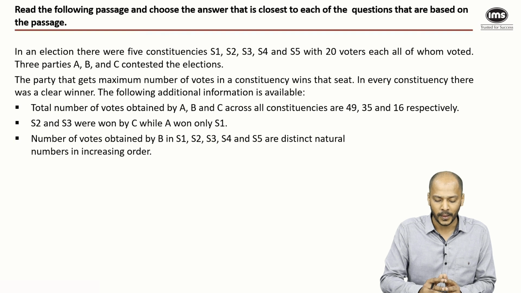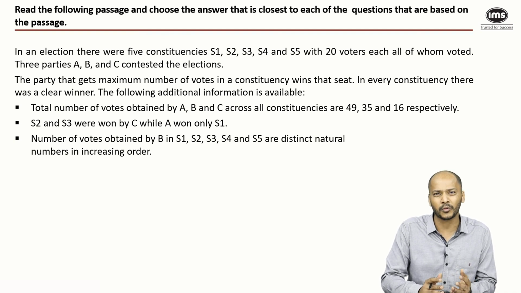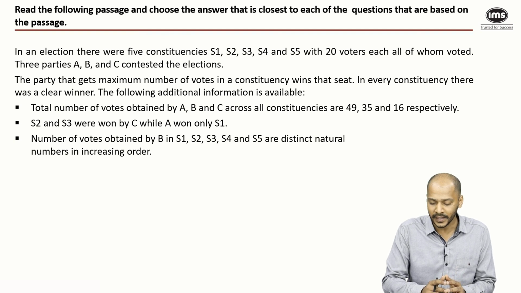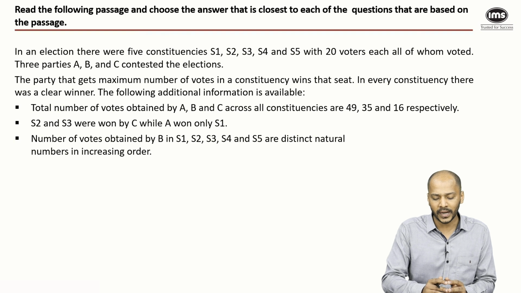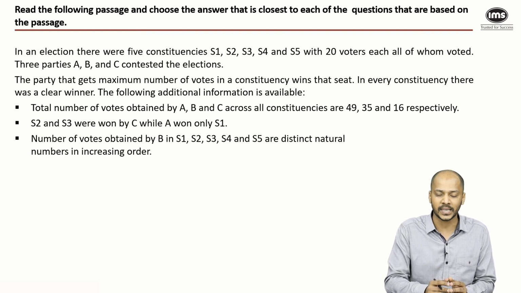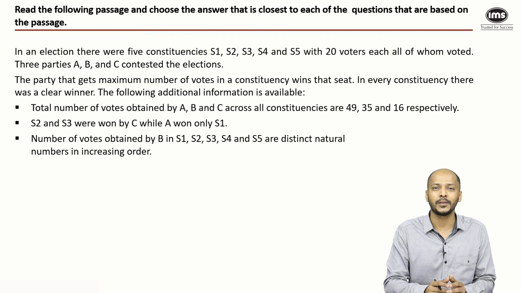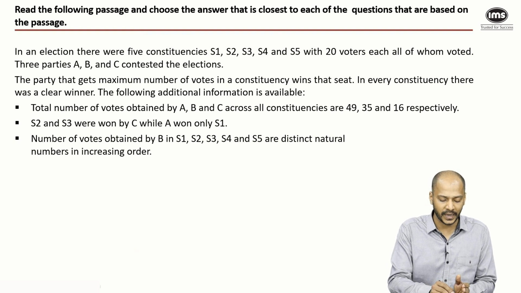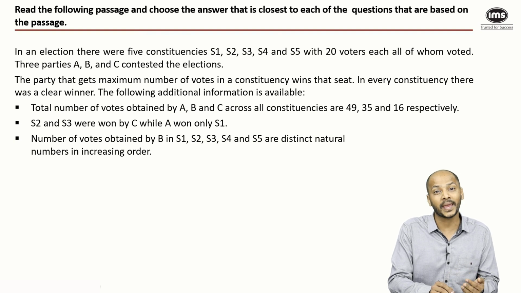The number of votes obtained by B in S1, S2, S3, S4 and S5 are distinct natural numbers in increasing order. As I read this, I realize that this is a data arrangement or matrix arrangement kind of set, which is a part of LR, but it also involves a lot of numbers. So a mix of LR cum DI. We need to find out the number of votes that A, B, C obtained in each of the 5 constituencies. So to do that, we'll make a table and fill up all the information that has already been provided, and maybe we'll have to apply our reasoning to fill in the remaining numbers.